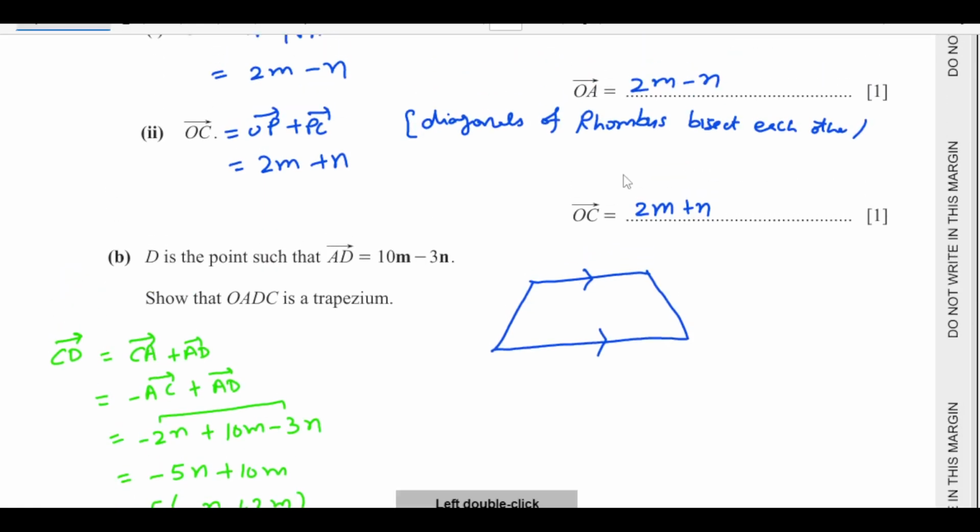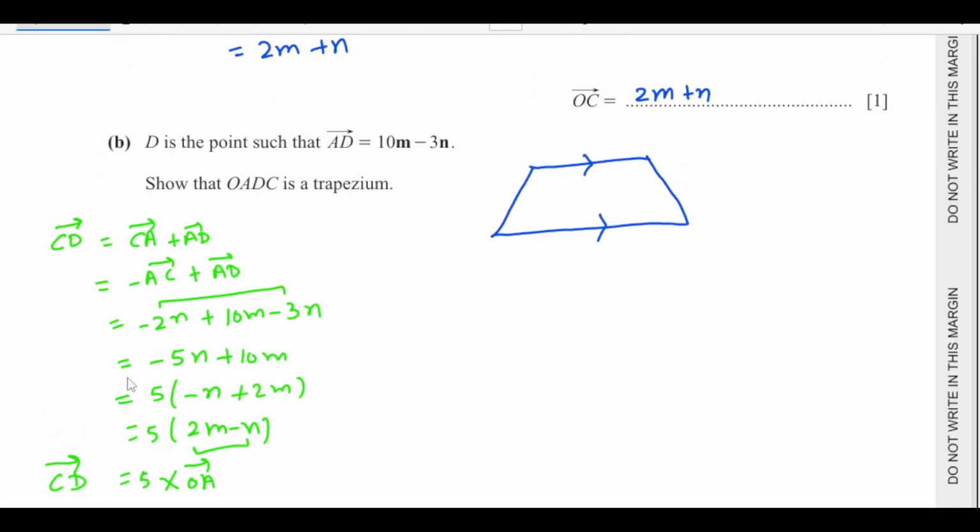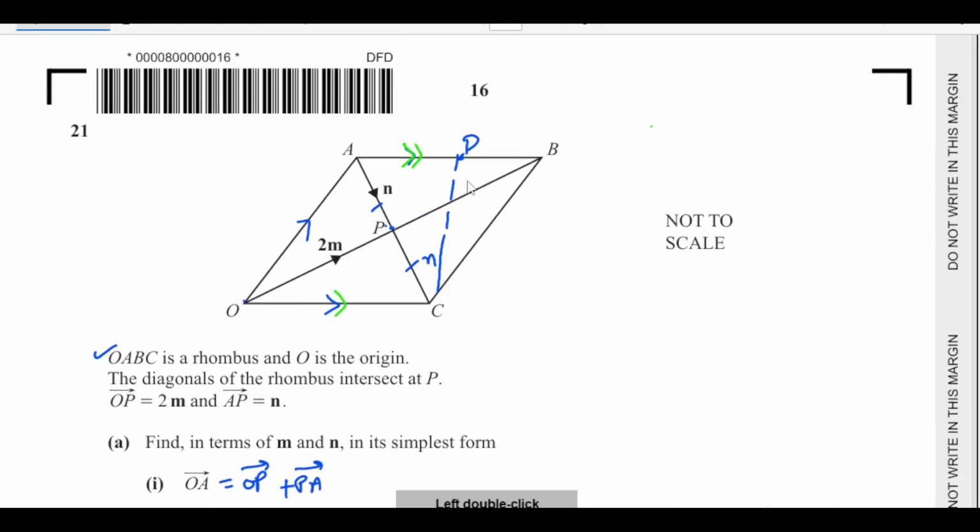We have done here, 2m minus n is OA, right? So this is equal to 5 times OA. So what exactly did we get? We got that CD is a scalar multiple of OA.